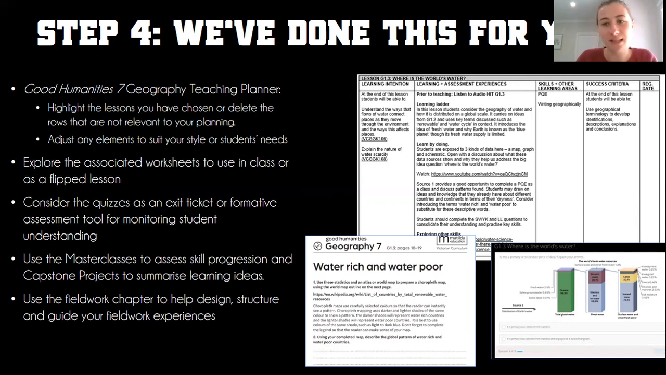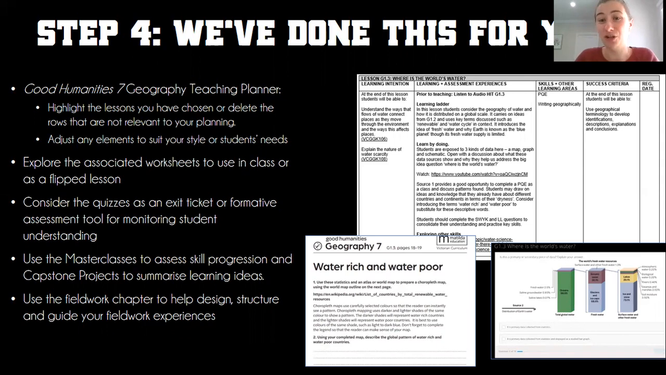You might use your quizzes as an exit ticket or some ongoing formative assessment to check students' understanding and align them against the learning ladder to see how they're progressing. A masterclass at the end of the chapter might be a good way to check skill progression, or a capstone might be, instead of a field work, to summarise that learning.